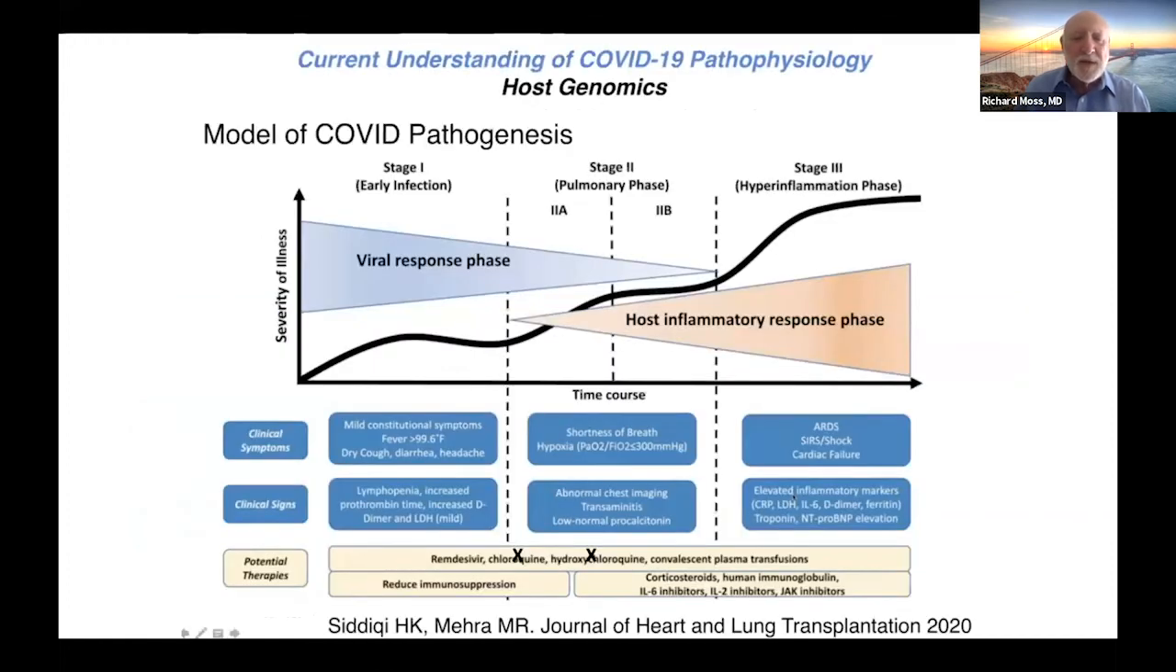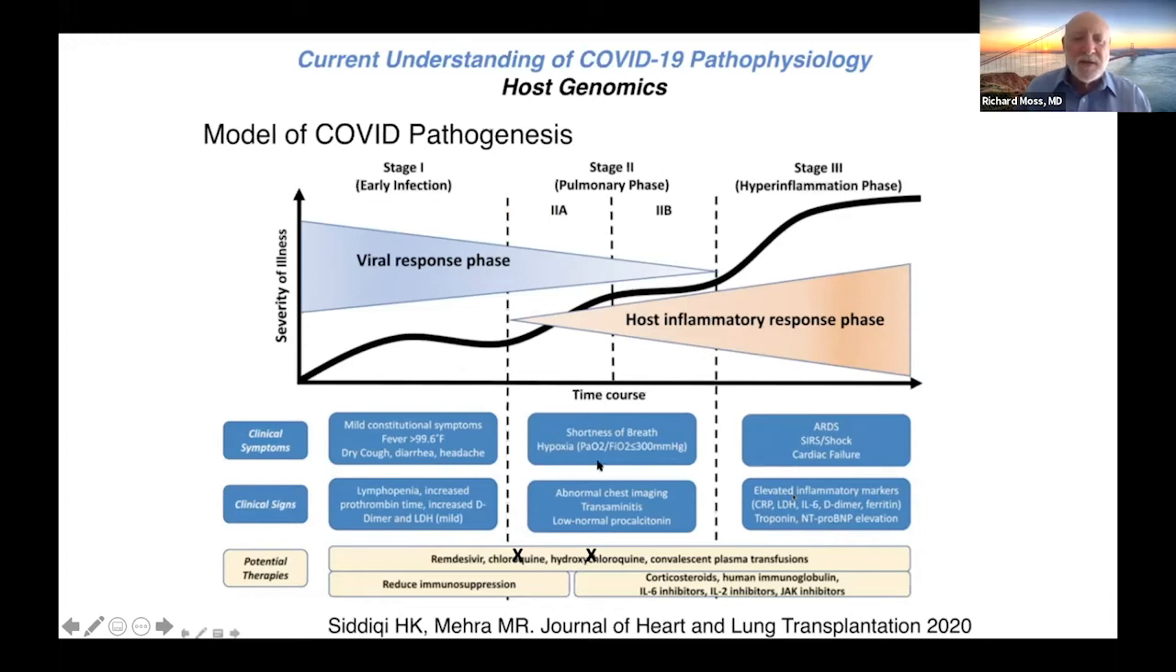I think I'll skip this cell. This is really for clinicians, just emphasizing that we switch from this early viral phase to a later host inflammatory phase, which is really the phase that's associated with most of the serious outcomes.